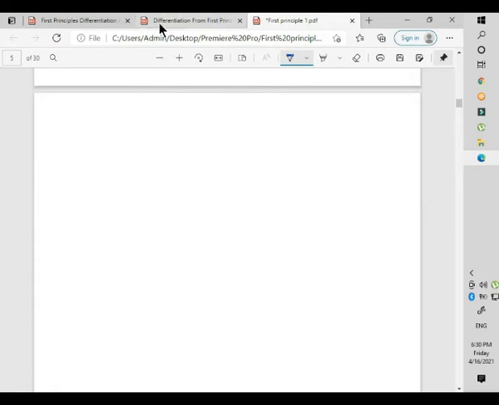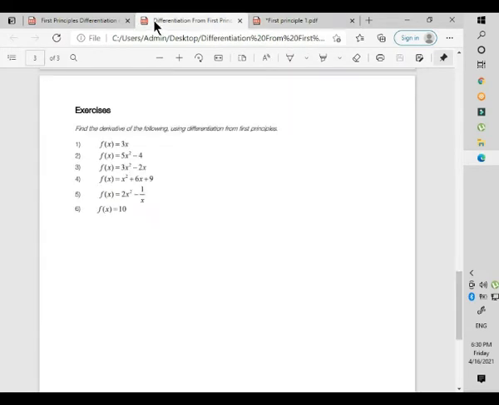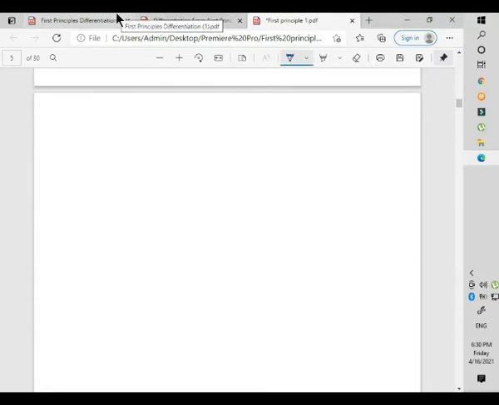Next is 3x squared minus 2x. So what we have here, f of x is equal to 3x squared minus 2x. Let me just switch back to black.